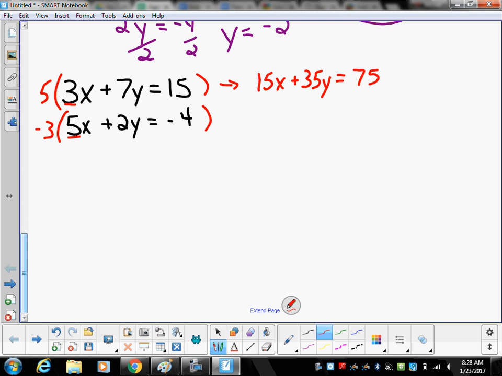Okay, second one. Multiplying by -3. -3 times 5x is -15x.